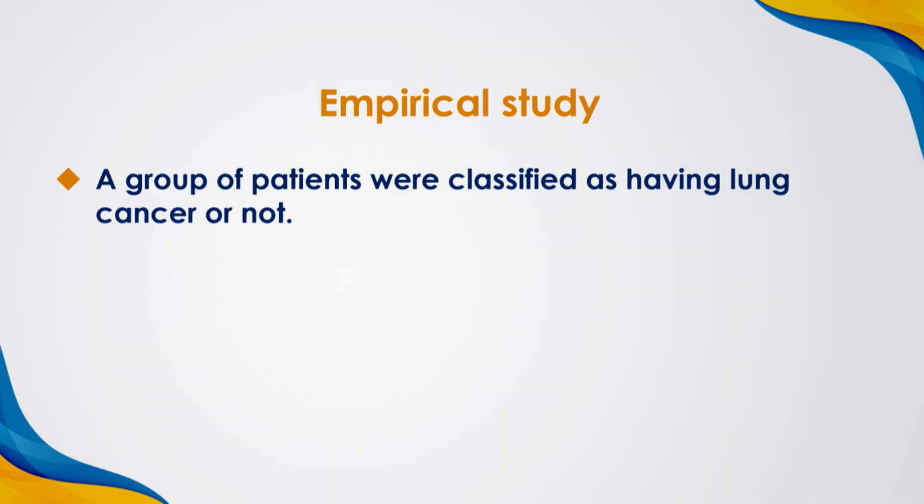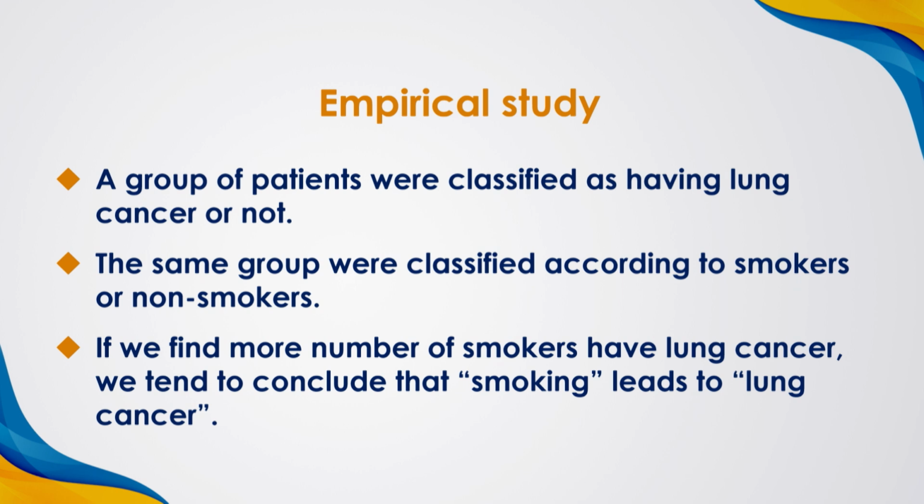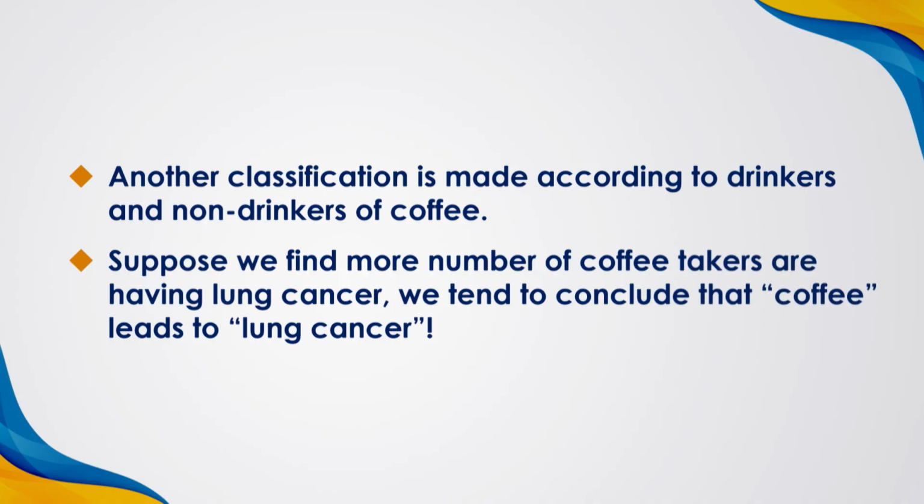Empirical study. Suppose you consider a group of patients that were classified as having lung cancer or not, two groups. The same group is again classified according to smokers or non-smokers. If we find more smokers having lung cancer, we tend to conclude that smoking leads to lung cancer. But at the same time, consider another classification of the same group into drinkers of coffee or non-drinkers of coffee. Suppose we find more coffee drinkers having lung cancer, we tend to conclude that coffee leads to lung cancer.